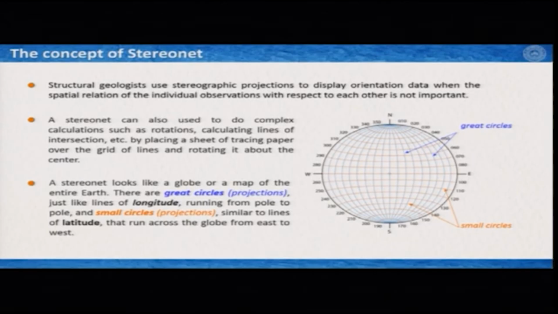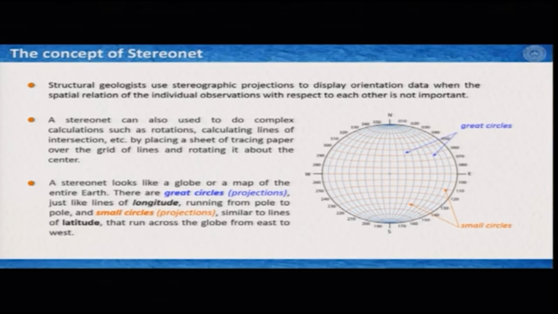So, in structural geology, we use stereographic projections mostly to plot or display orientation data. We have learnt about different orientation data, about planar features, about linear features and so on. What is most important is that you can collect data from the field and then gather it in a single place and plot it in the stereonet. In addition to that, a stereonet can also be used to do complex calculations such as rotations, calculating lines of intersection, etcetera. We will learn all of these.